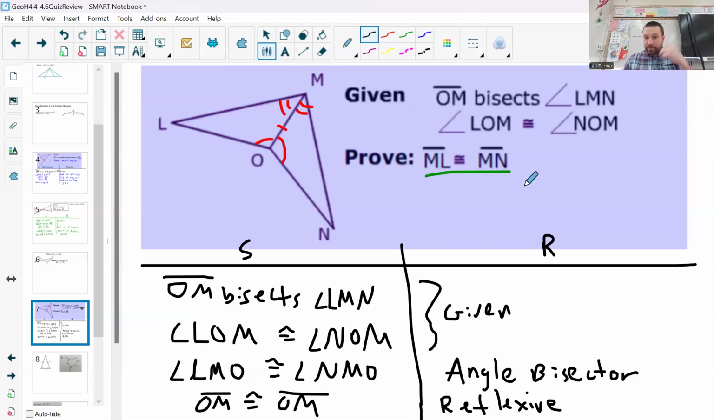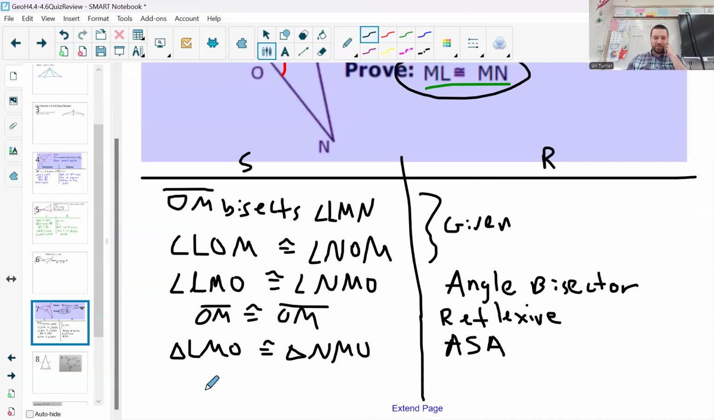What? We're not done? Oh, look at what we need to prove. We need to prove these sides congruent. What can we use? It's that weird thing. CPCTC. So we're going to say ML is congruent to MN by CPCTC. That is good stuff. There's the end of the proof.